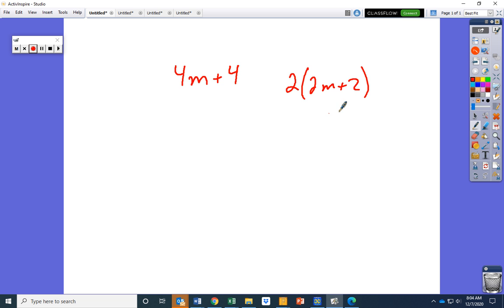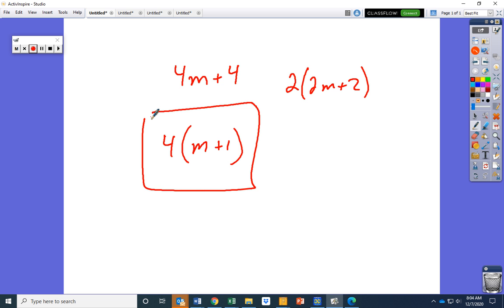These two still have a common factor, don't they? That's not the greatest factor. But you guys said what? 4. 4 goes into both of these. So I could say 4. 4 times what gives me 4m? M. 4 times what gives me 4? So m plus 1. This would be the simplified factors of that expression. Okay? Does that make sense so far? Obviously, it's going to get harder, but does that make sense so far?